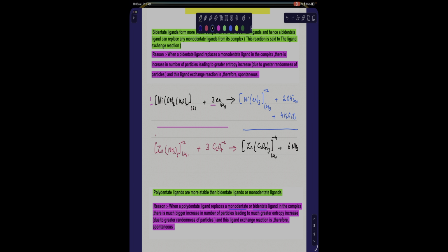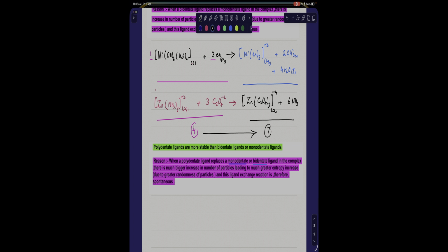6 NH3. Again, if you look at the number of particles on the left side of the equation, there are 4 particles, and on the right side of the equation there are 7 particles. Right, so the forward reaction is again leading to a greater increase in number of particles, so entropy is increasing. Therefore, because of this reason, this reaction is spontaneous, right? I hope it's very clear.